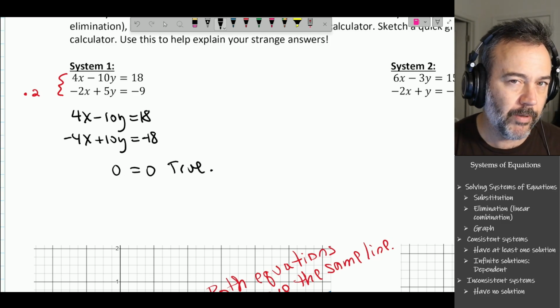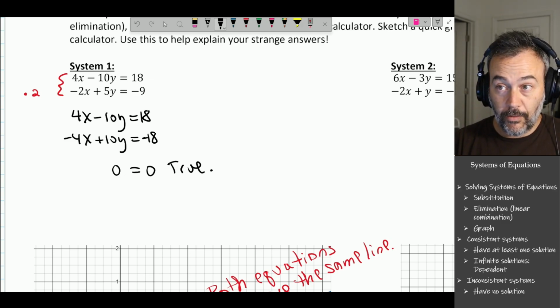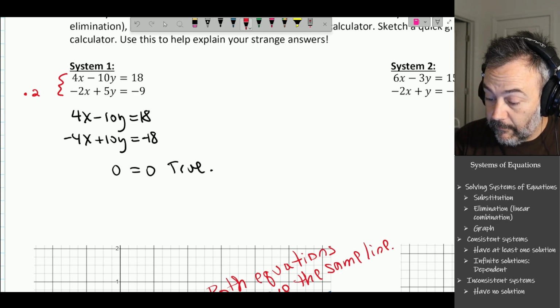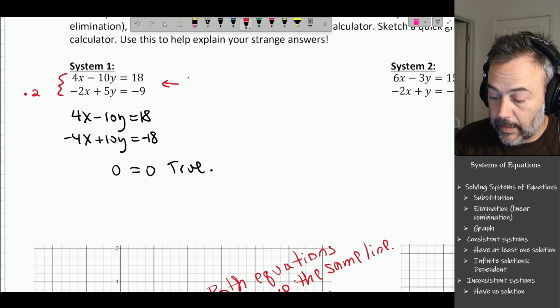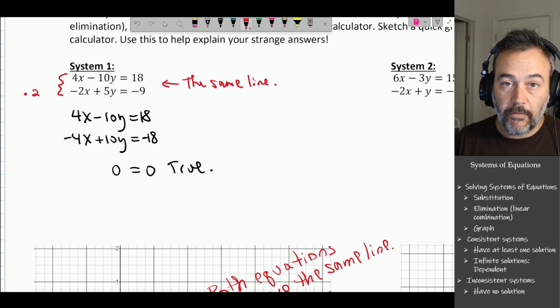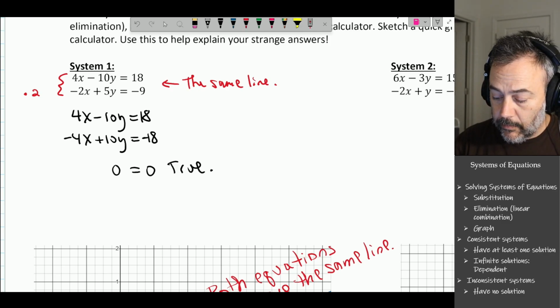So how do we interpret what that means? It's true, which means that the two equations are in fact the same equation, well, equivalent equations written in different forms. So these are in fact the same line. This is two ways of writing the same line that are overlapping. So there are infinitely many solutions. So this is a consistent system.